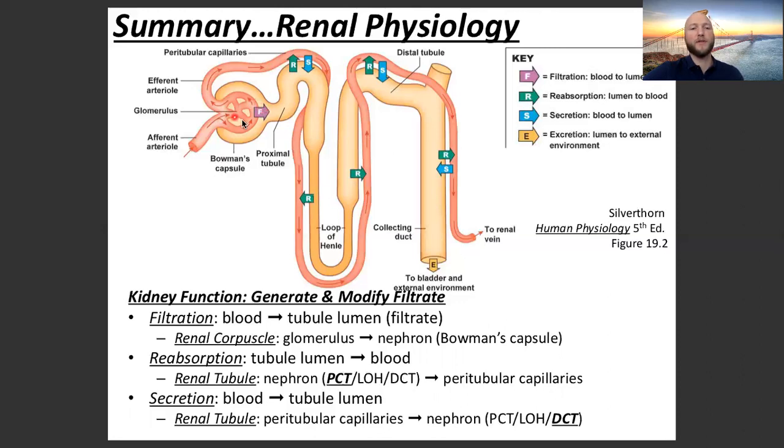Some important things that will not leave at the point of the glomerulus, that will not be filtered out into Bowman's capsule under normal circumstances, are going to be proteins. Proteins, red blood cells do not leave, proteins do not leave, white blood cells do not leave the glomerulus. Glucose does leave the glomerulus. It does get filtered out into Bowman's capsule. Bowman's capsule is also known as the renal corpuscle.